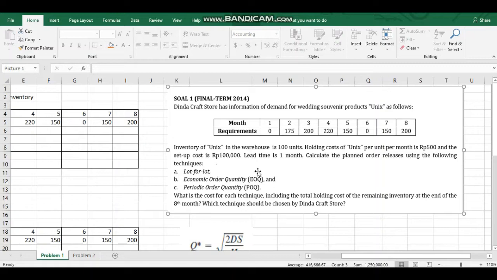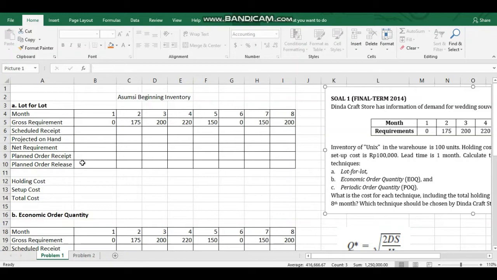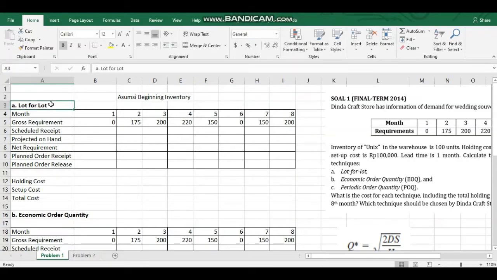Okay, first we're gonna do it using lot for lot. So basically lot for lot is a lot sizing technique that generates or produces exactly what's required to meet the plan or requirements of dependent demand. So the amount of the order is exactly the same as the requirements. And so if we're using lot for lot, we don't have any safety stock and no anticipation of further orders.